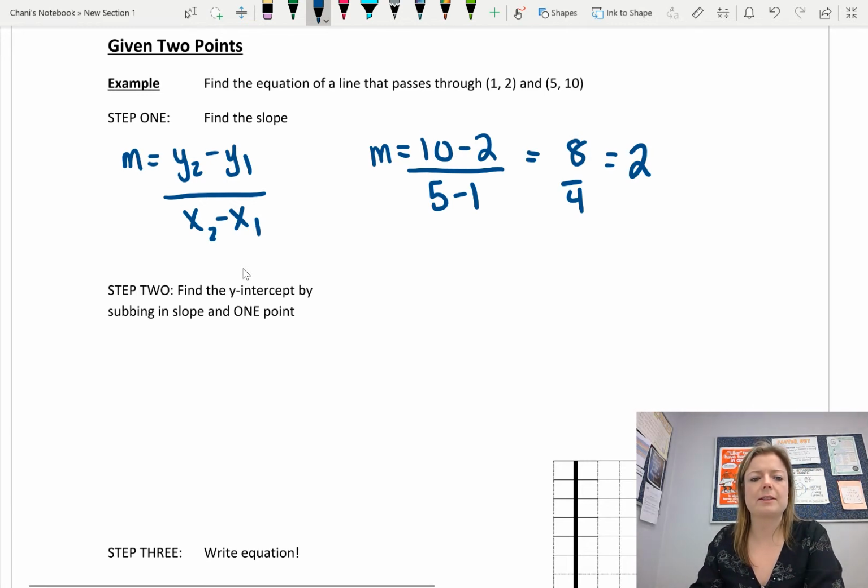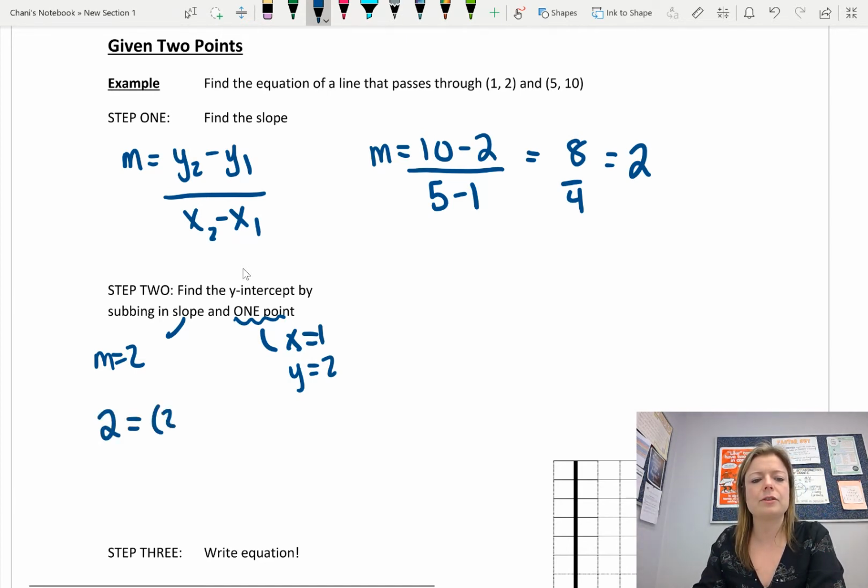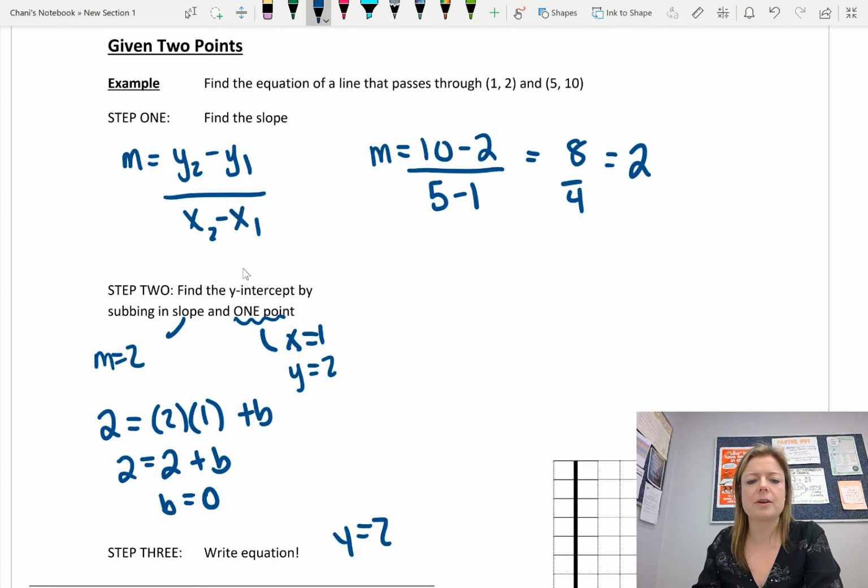So the slope of the line that connects these 2 points is 2. So now we find the y-intercept. So we can sub in slope, which we have, so m equals 2, and one of the points, either one, 1, 2, or 5, 10, because they both lie on the line. I'm going to use 1, 2, just simply because they're smaller numbers. So we get 2 for the y equals m, 2, x, 1, plus b. So 2 equals 2 plus b. So you actually get b equals 0. So then the equation of the line is y equals 2x plus 0, or just y equals 2x.